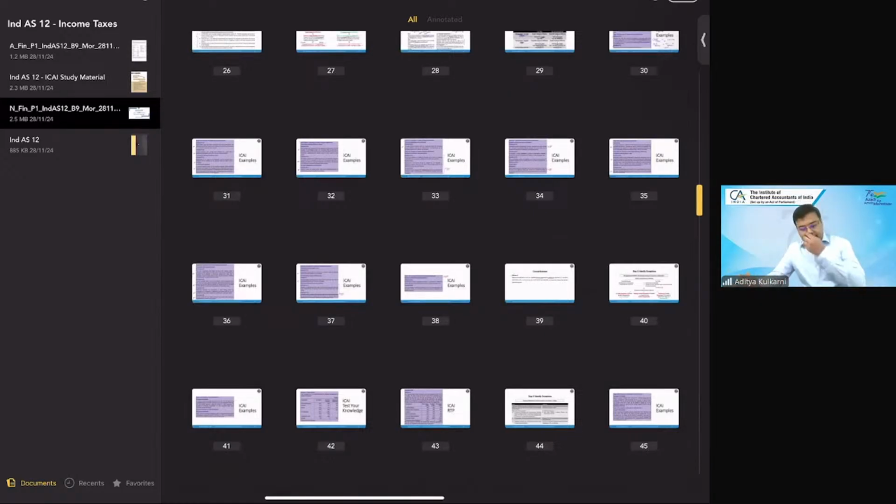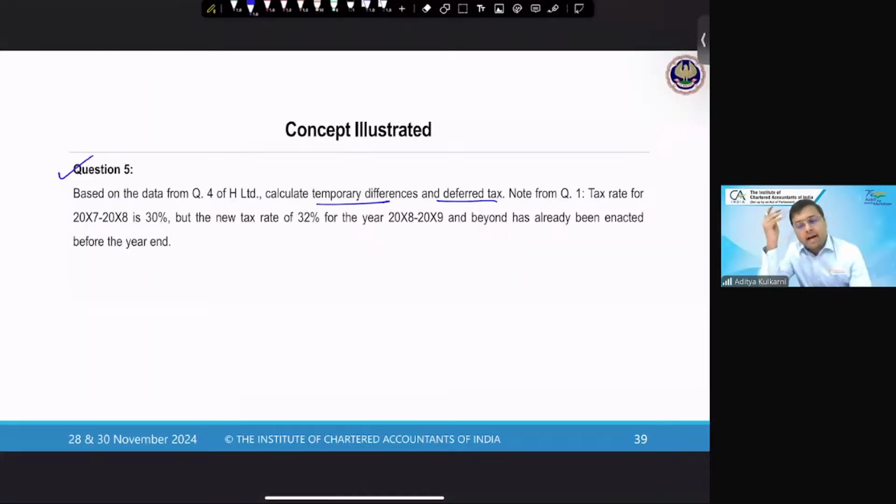Okay, fine. The question is now, which tax rate are you going to apply for deferred tax? Will you apply the existing tax rate or will you apply the tax rate that is expected to be there in the future, which is substantively enacted already? What do you think? The second one.